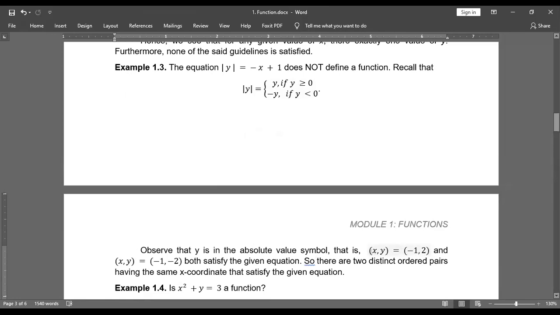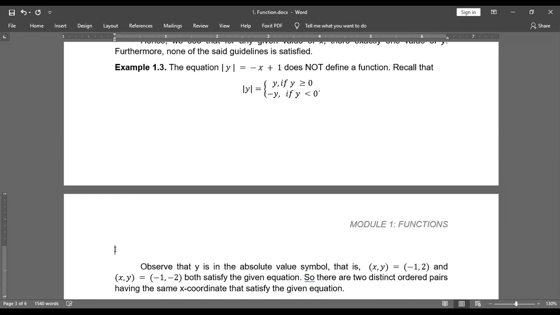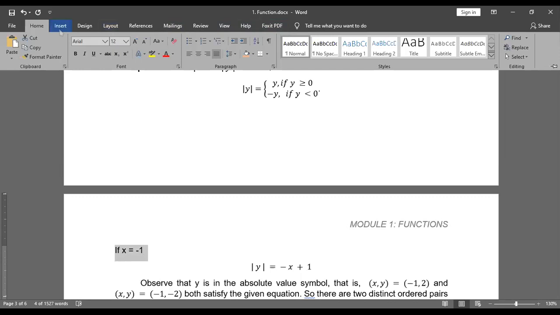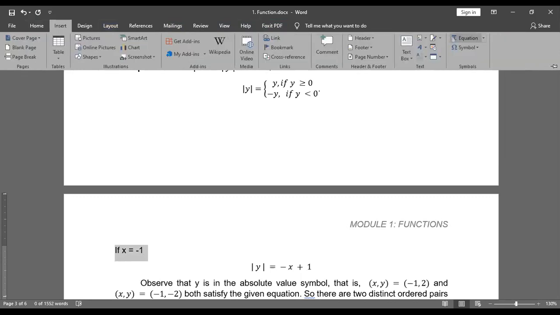Let's look at the ordered pairs. The first ordered pair is negative 1, 2, and the second ordered pair is negative 1, negative 2. Let's solve. This will show you why we cannot consider this a function. We'll be using x equal to negative 1.